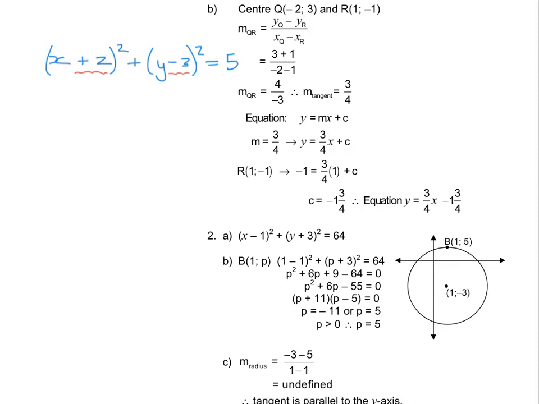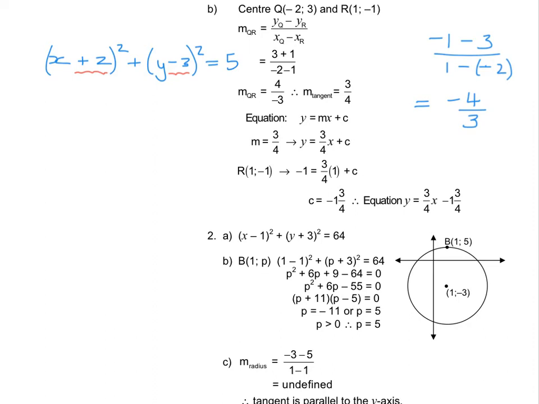The tangent goes through the point R where x is 1 and y is minus 1, and therefore we have two coordinates of which we can now work out the gradient of the radius. We will take y of Q minus y of R over x of Q minus x of R. Then we do the substitution. 3 minus the minus 1 becomes a plus 1, and minus 2 minus 1 gives me minus 3. So now we have the gradient of the radius QR equal to 4 over minus 3.